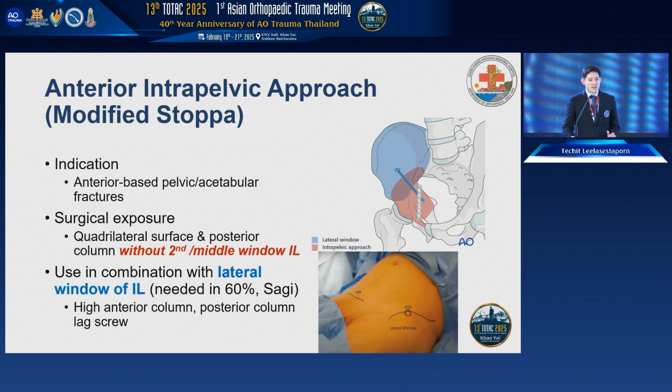The indication for the AIP is to fix anterior column pelvic or acetabular fractures. The surgical exposure will expose the quadrilateral plate and also the posterior column without using the second window of the ilioinguinal. Quite often we use it in combination with the lateral window of the ilioinguinal to fix the high anterior column and the posterior column lag screw.